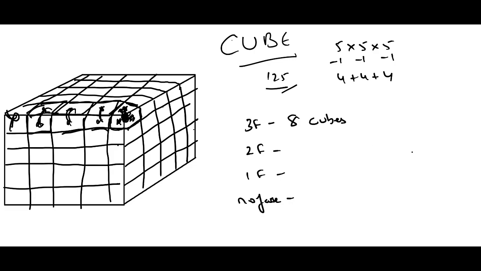We have a total of 12 edges. So 12 into 3, we have 36 cubes. That means out of 125 cubes, we have 36 cubes which have 2 faces painted. Now when we say 2 face painted and we multiply it by 12, this means we have calculated each and every edge. When we say 8, we have calculated each corner.